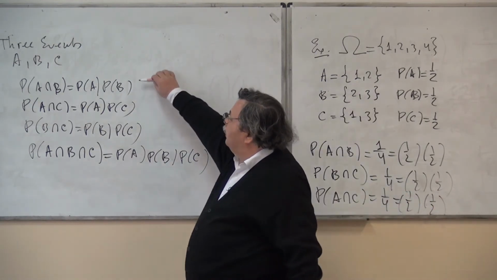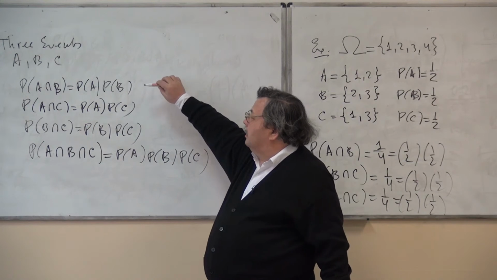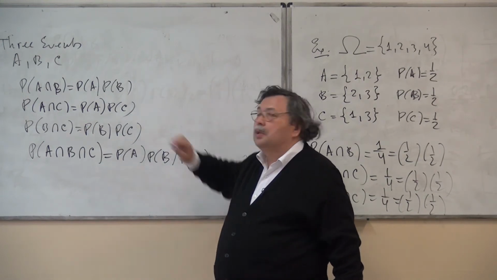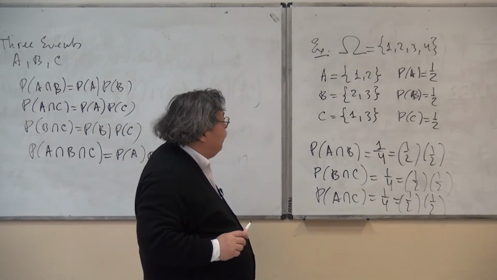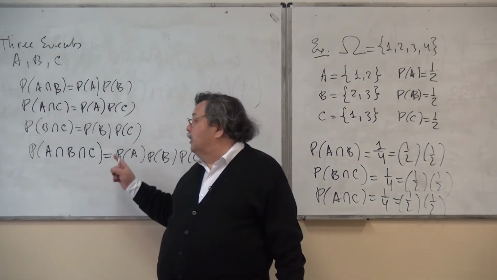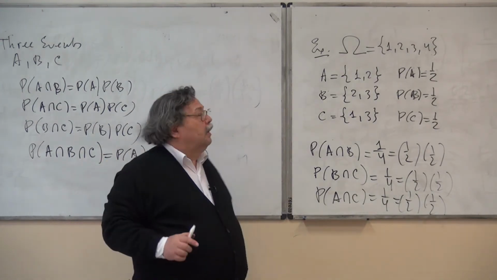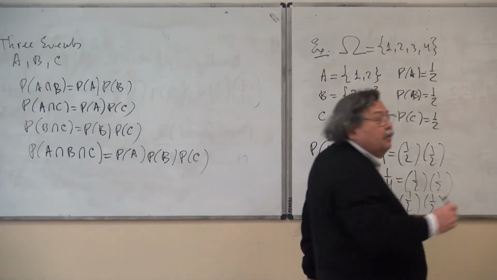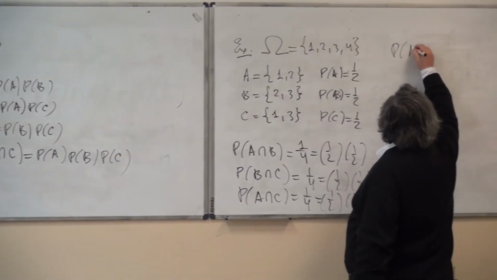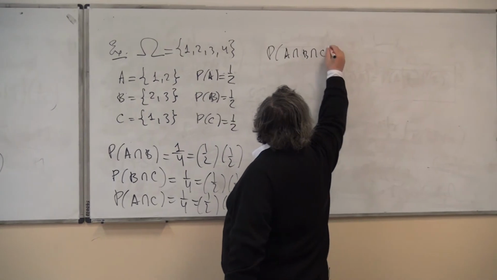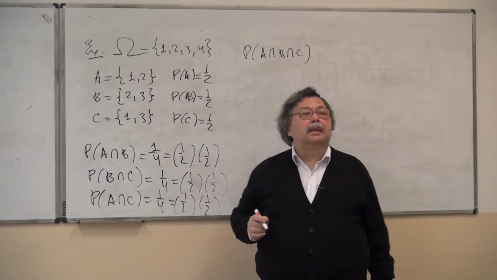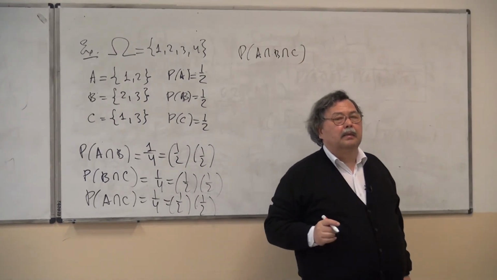So we have discovered that these 3 equations are satisfied. But what about this 4th one? Now, what is the intersection of all the 3 events here? A intersect B intersect C. How many elements does it contain?